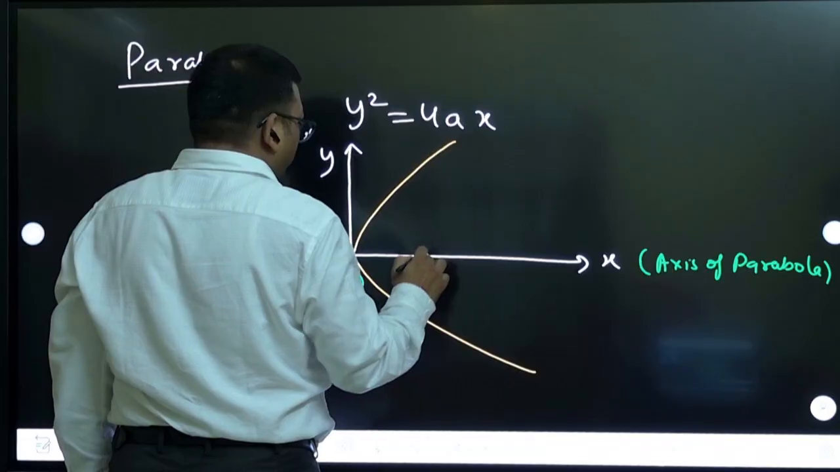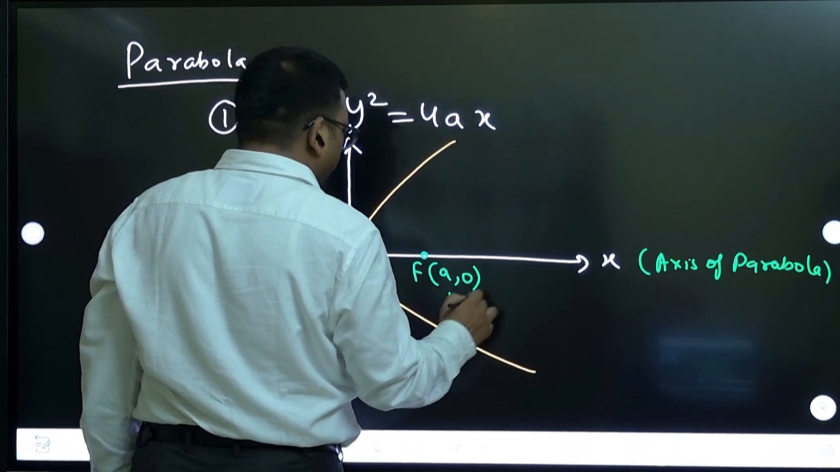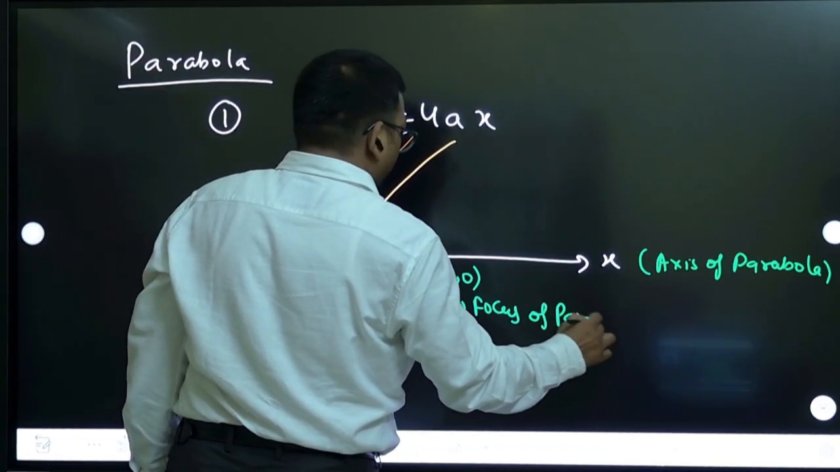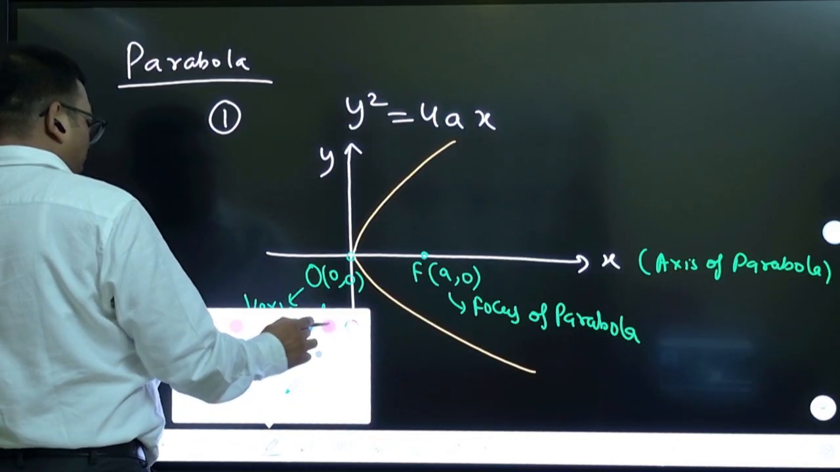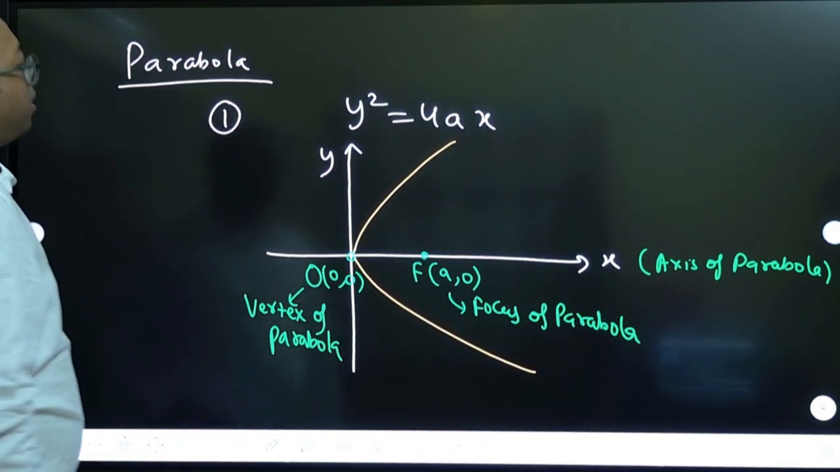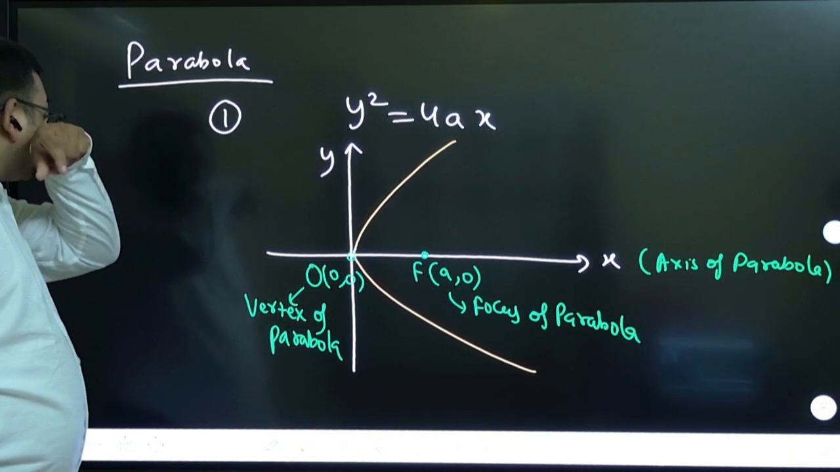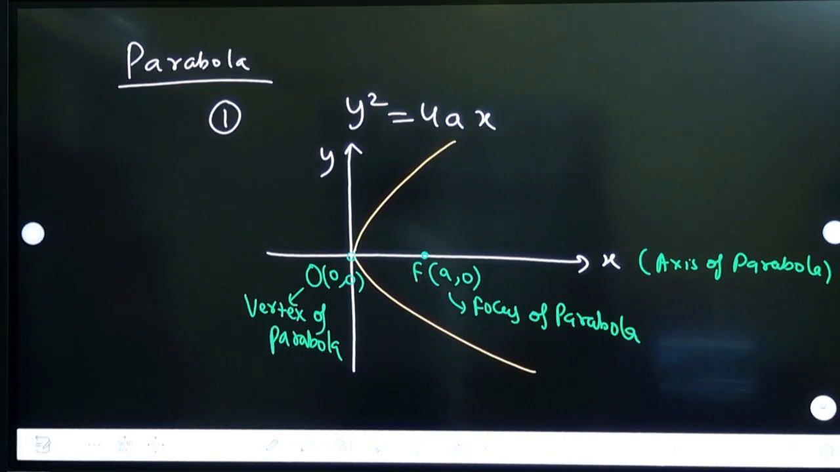And there is a point called focus, which is a comma 0. A comma 0 is called focus of parabola. Okay. How is, by the way, how it is defined? How is parabola defined? What is the definition of this? Any idea? How is parabola defined?